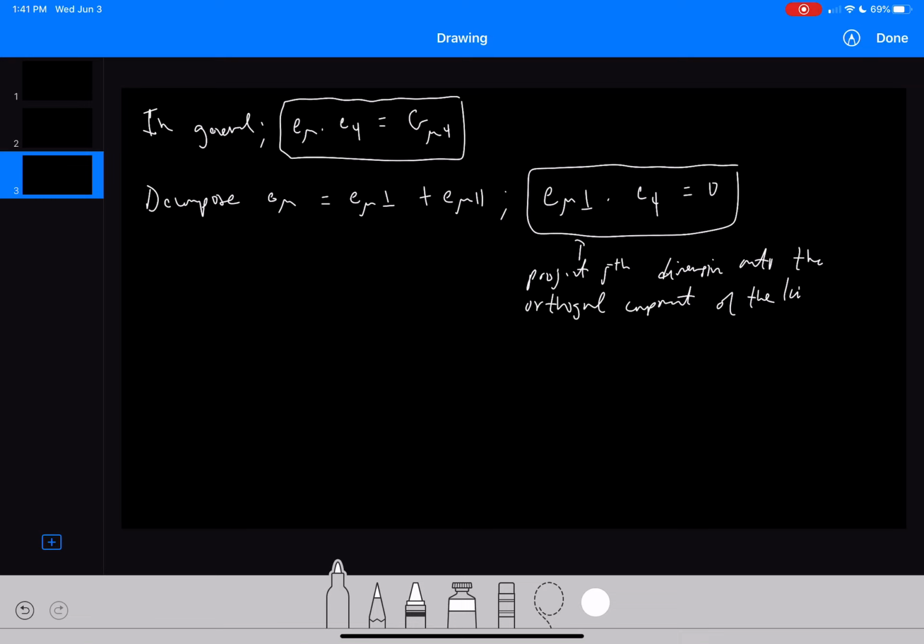And this notion of orthogonal projections is going to keep coming back to us. It's something that we use again and again, and we'll make use of that.